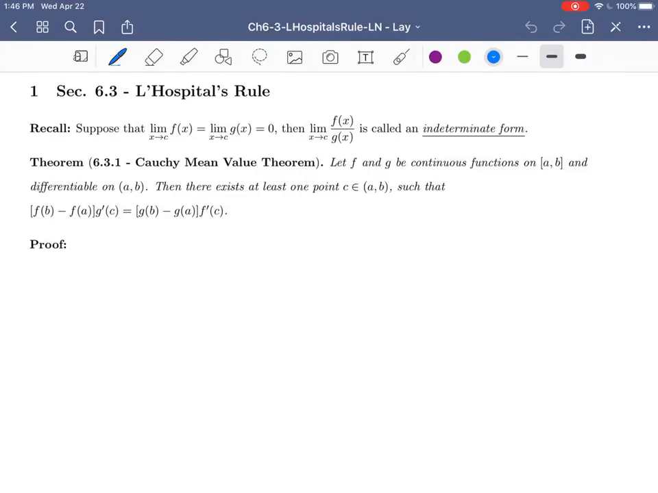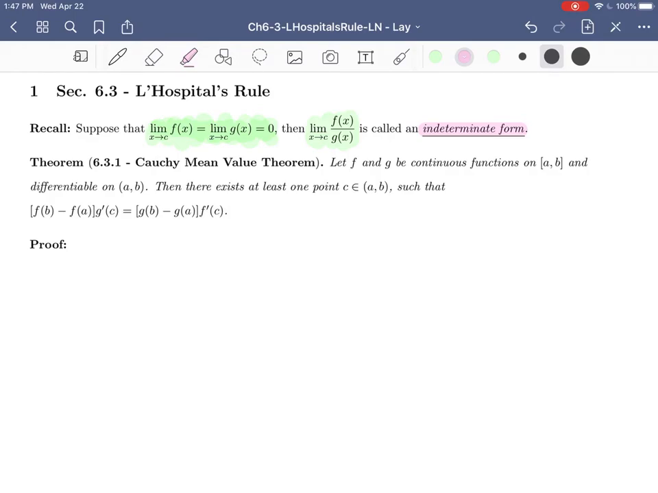In this video, we're going to start moving towards being able to prove L'Hopital's rule. But before we do that, we need to make a brief recall of a term that we know from our calculus days. So if we know that the limit of f of x as x approaches c is equal to the limit of g of x as x approaches c, and it is equal to 0, then the limit of their quotient, f of x over g of x as x approaches c, is called an indeterminate form. So that's an indeterminate form.